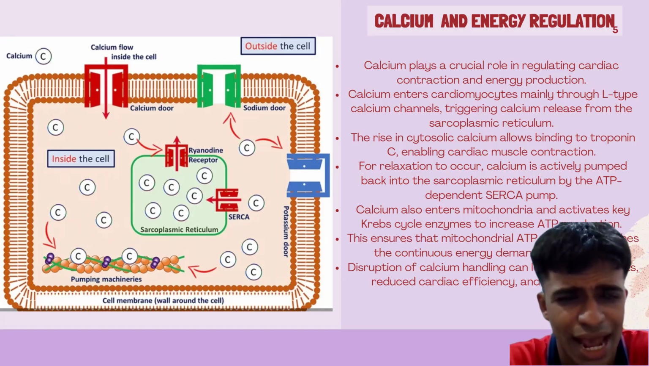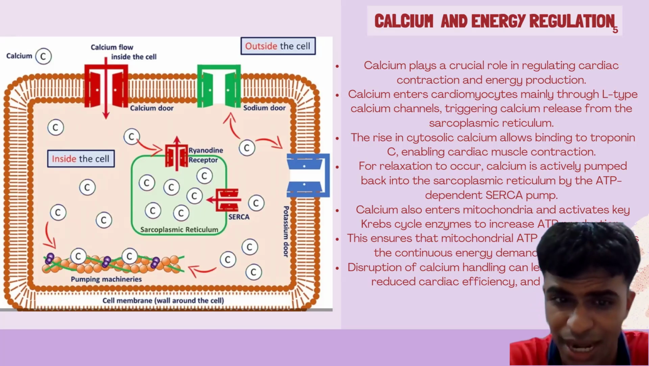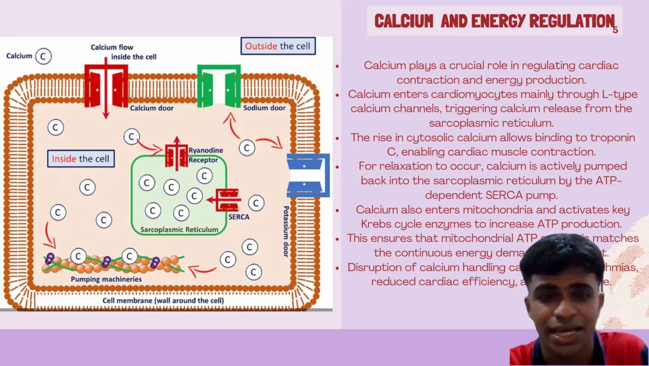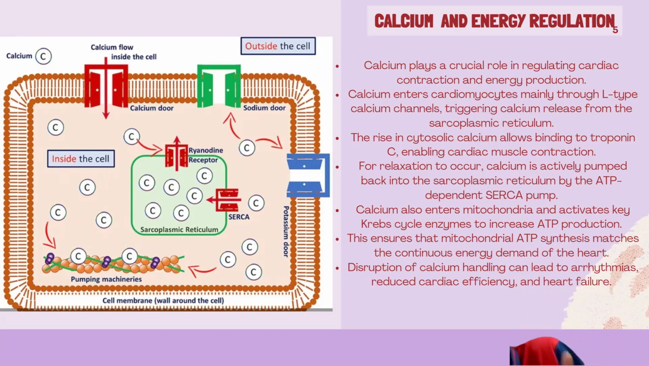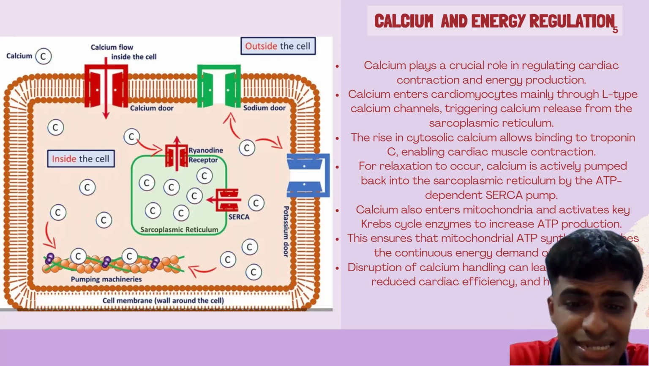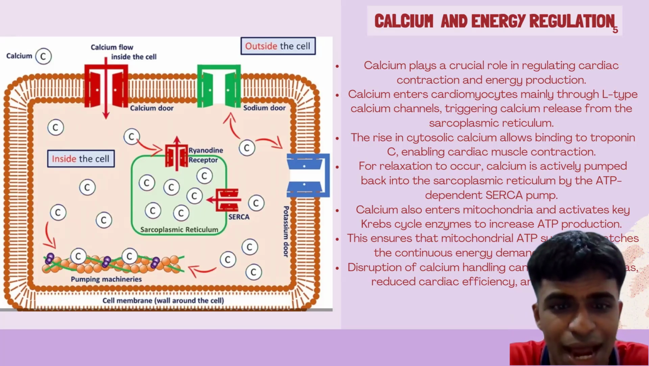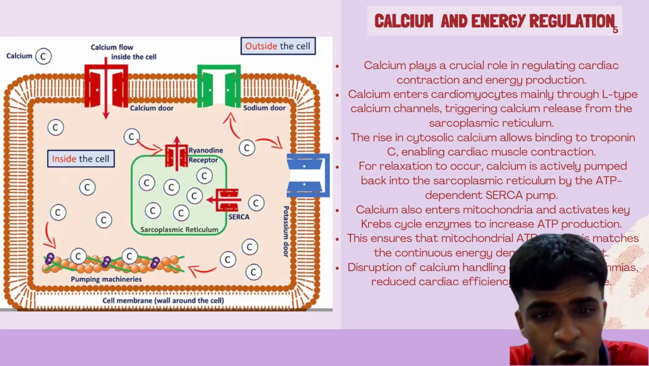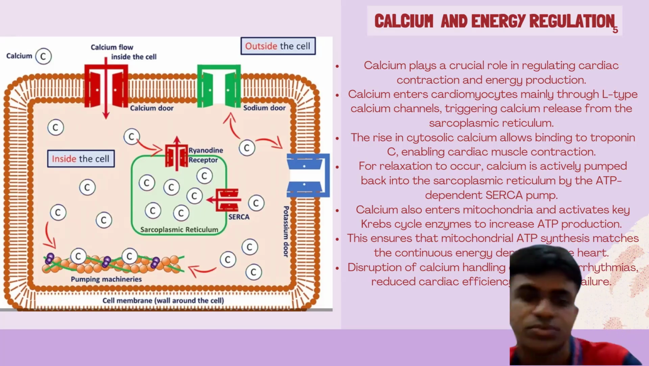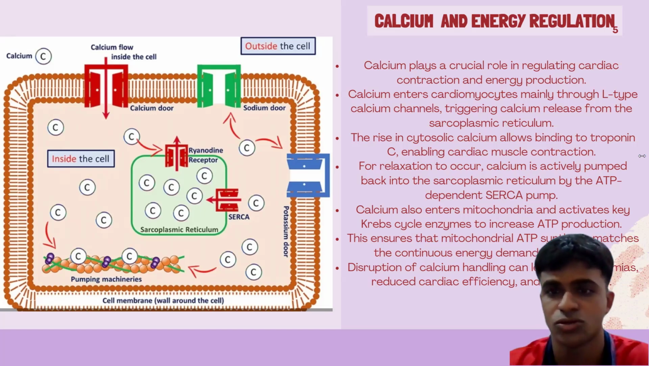Calcium also enters mitochondria, activating the Krebs cycle enzymes and producing ATP. This ensures the heart has enough energy to meet the constant demand of pumping blood. If calcium handling is disrupted, it can lead to arrhythmias, reduced cardiac efficiency, or even heart failure. So let's go to the next slide.